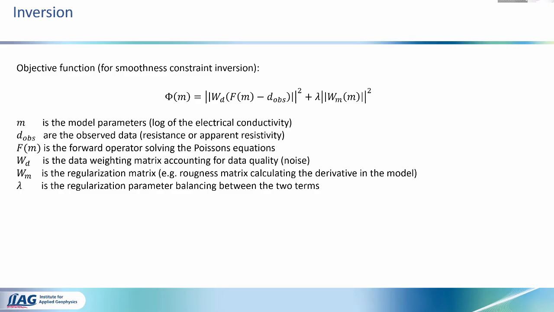For instance, this can hold just what we call smoothness. So we say, okay, the model I'm thinking of should be somehow smooth. It should not have abrupt changes. And this gives additional information to the inversion process and stabilizes it.